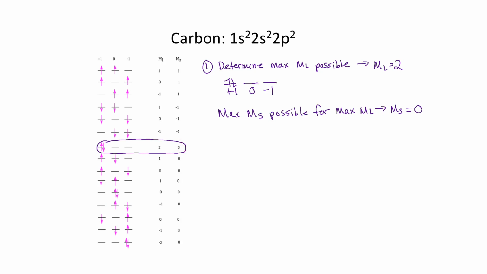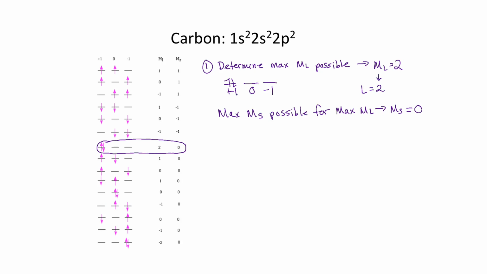Now we take this information and use it to help us determine what our big L, our total angular momentum, and our big S, our total spin angular momentum, values can be. Here our possible values of L, based on that maximum m sub l value equal to 2, means that L can be 2 here.